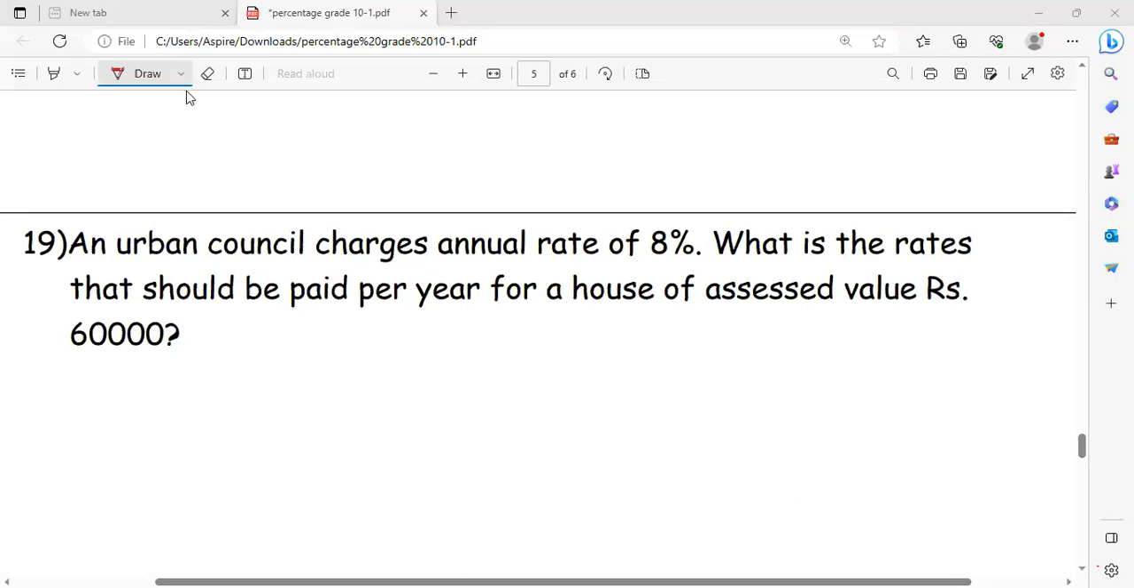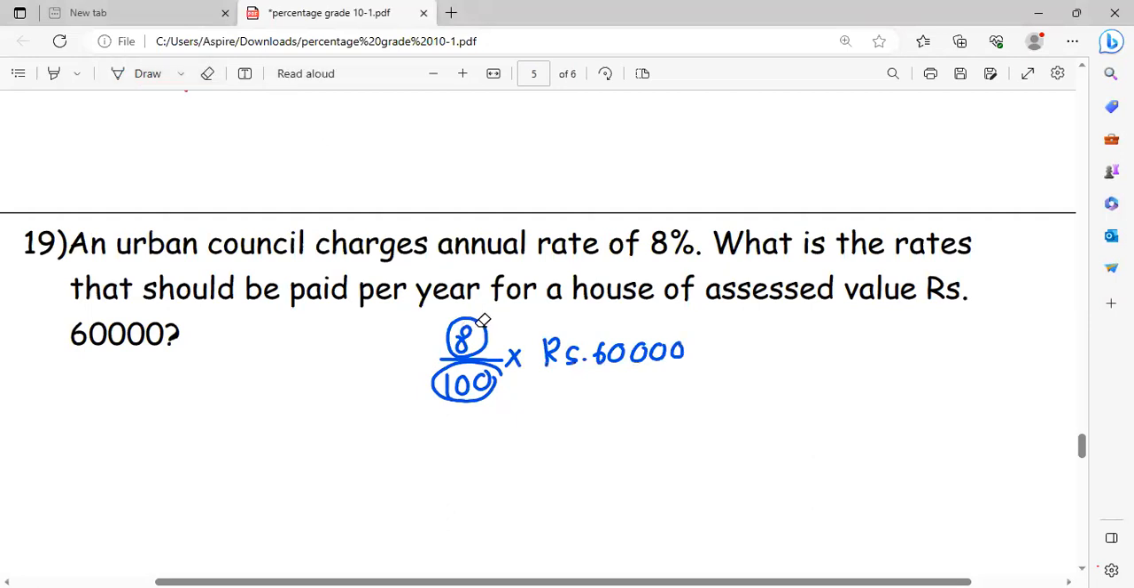Percentage of. Then percentage can be written as 8 out of 100. Again, if the assessed annual value is 100 rupees, the rate that should be paid is 8 rupees. Now the value of the house is 60,000. If so, what is the amount that has to be paid?